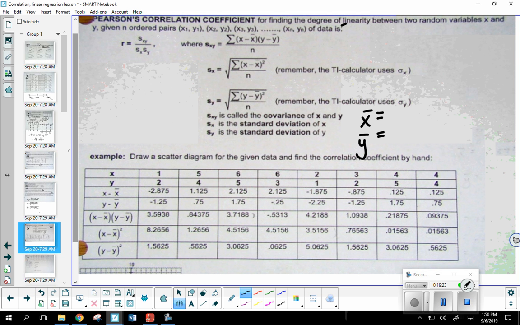What'd you get, John Henry? I got 3.875 for x's mean. 3.875. Jacob, is that what you got? Nice. Okay, so who on the other side of the classroom? I'm looking for y's mean.